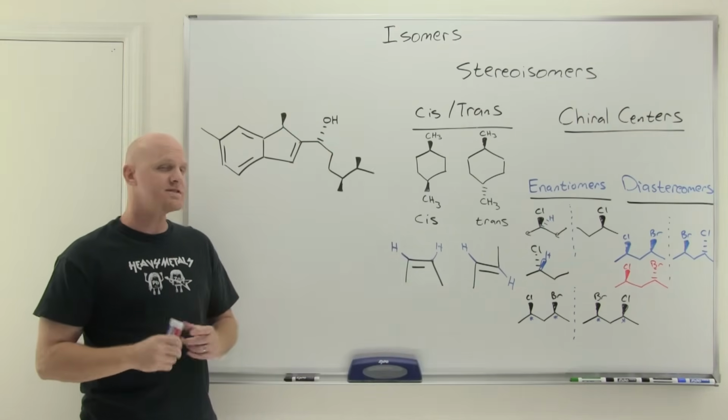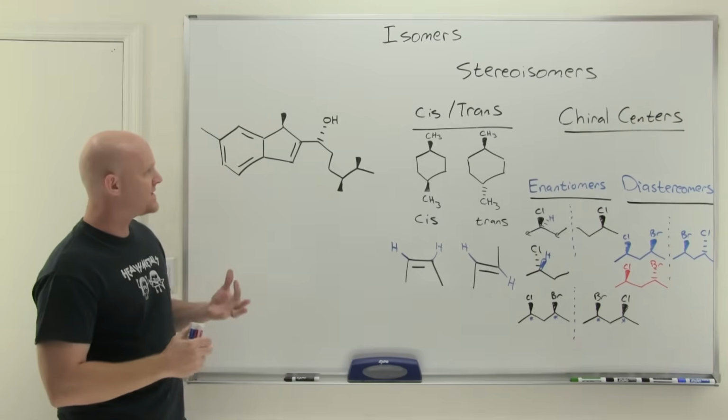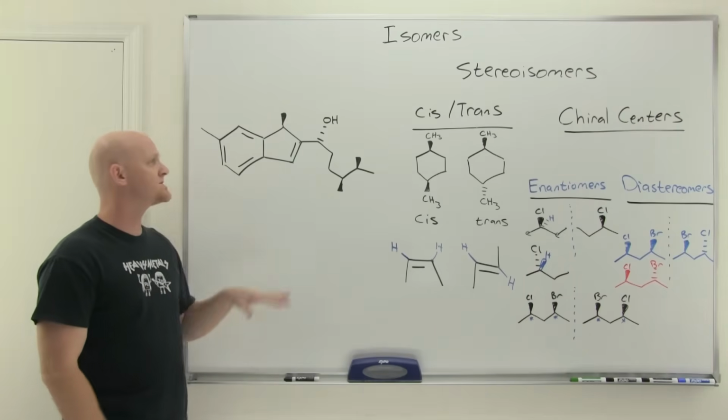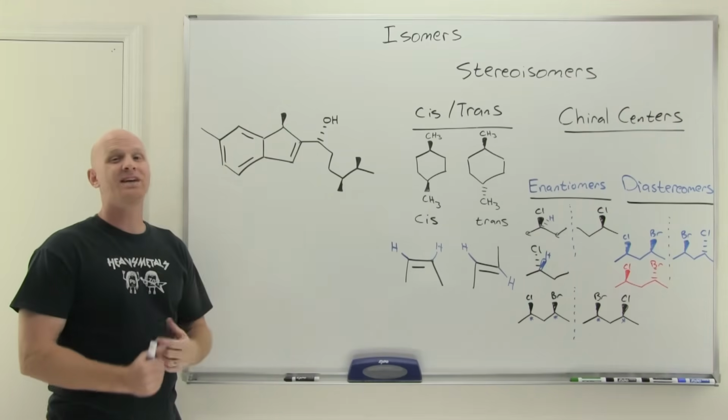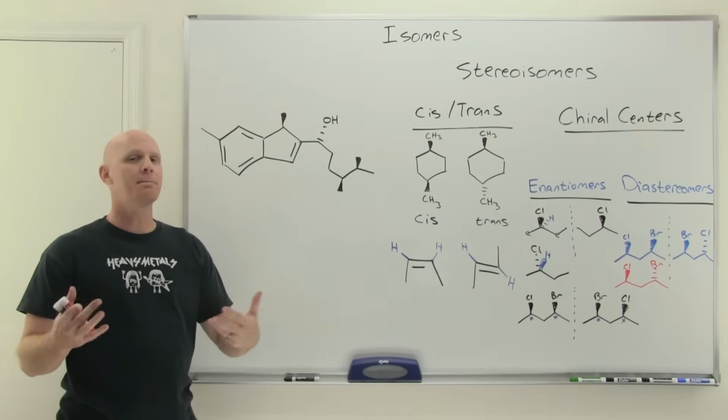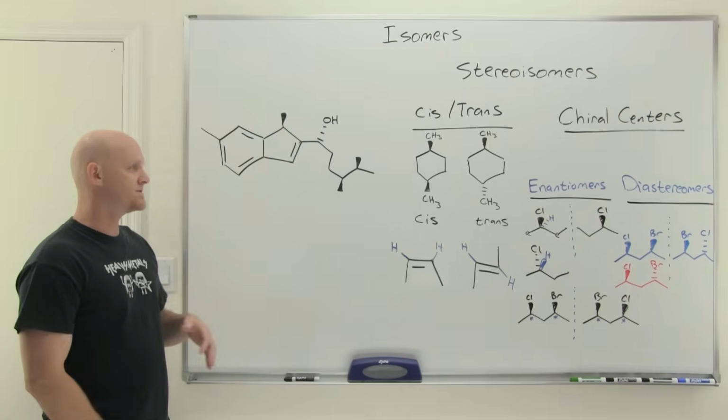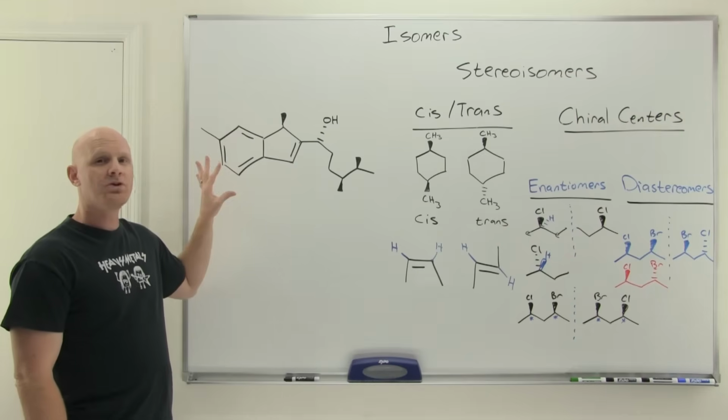So there's one last thing we need to do in this lesson, and one of the common questions you'll get on this section of your course is they'll give you a big molecule and they'll just ask you to identify the number of chiral centers on the molecule. So there's a couple tricks for how you do this.